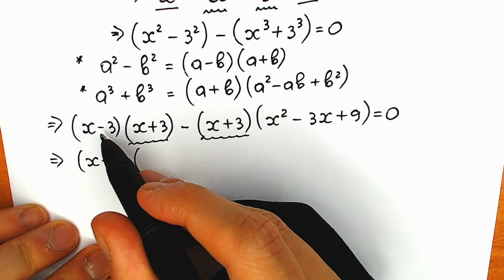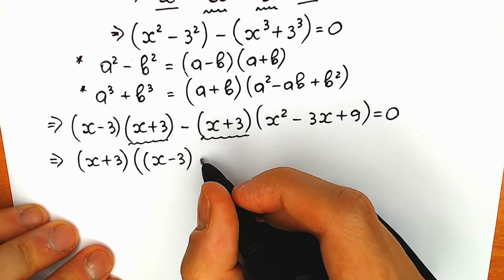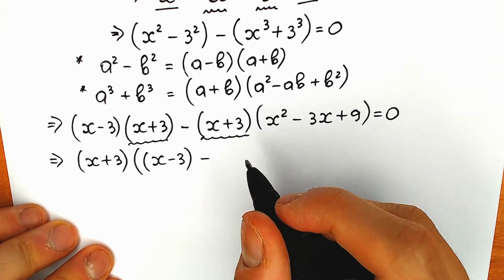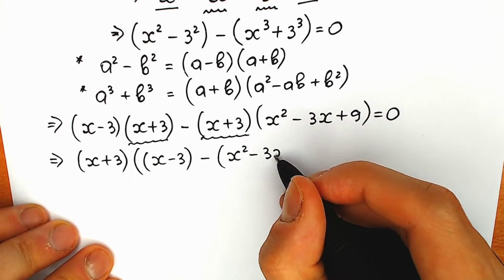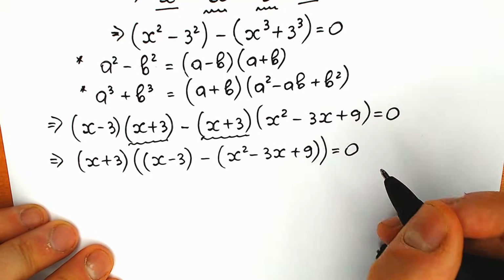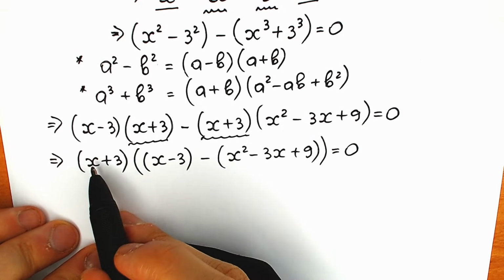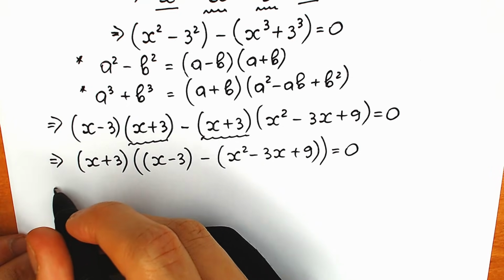We have x minus 3 from here, so let's use parentheses, x minus 3 right here, and minus, we still have this complicated expression, so we have x squared minus 3x plus 9, really great, in parentheses, equal to 0. We can simplify this x plus 3, but we can also simplify this big parenthesis. Right now, let's do it.